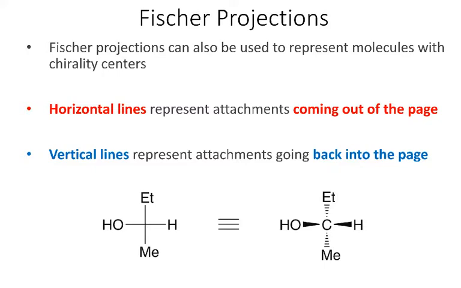So Fischer projections are another way of representing molecules that have chirality centers. And we have an example of a Fischer projection down here. If you notice, in the Fischer projection, there aren't any wedges and dashes. So it's a quick way to represent chirality centers. The convention is that the vertical lines actually represent dashes, and the horizontal lines represent wedges. And so this is how we go from a two-dimensional drawing to imagining the three-dimensional structure.